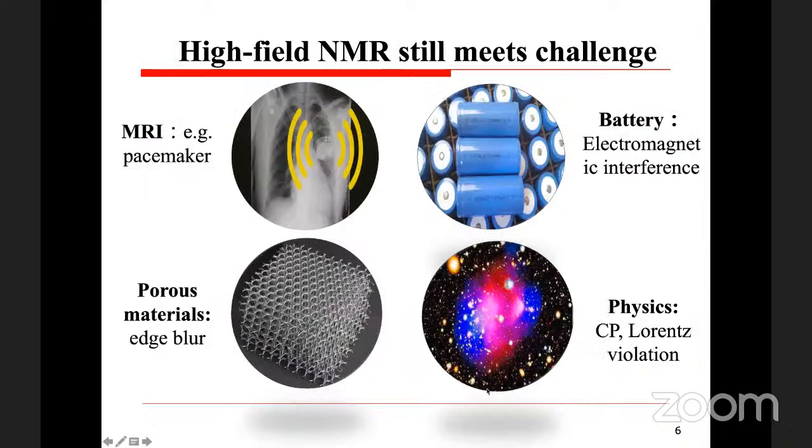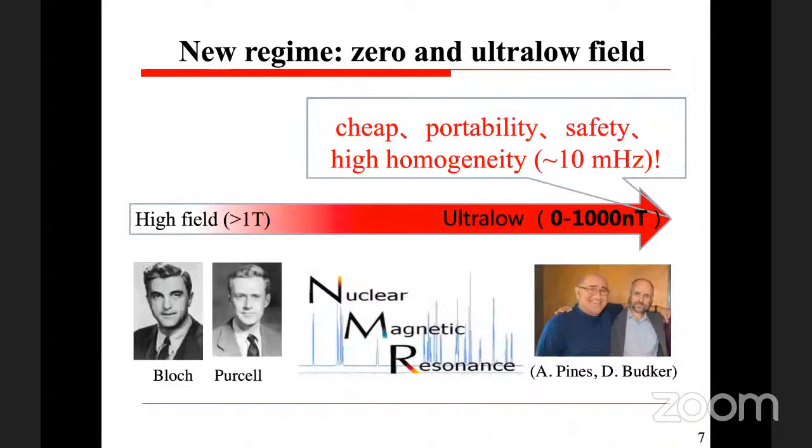So in addition to the price and size problems, traditional NMR remains challenging in several applications. As shown in this slide, for example, traditional MRI is unavailable to humans with pacemakers, because if a person with a pacemaker moves in a magnet, it will generate an inductive current. So it's very dangerous for the human. And other applications also have problems. For example, a battery will generate electromagnetic interference for the NMR spectrometer. So people begin to consider how to solve the above challenges.